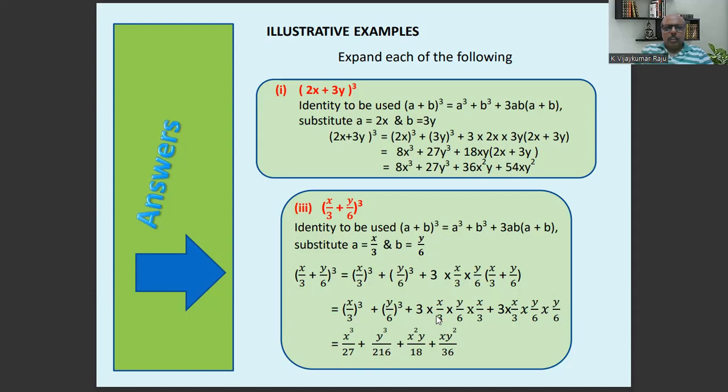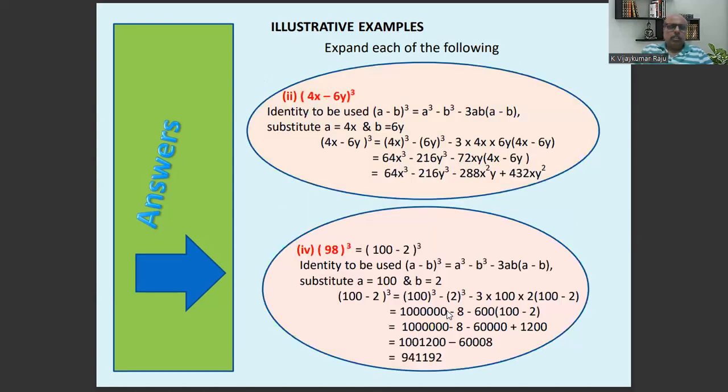Okay, so x, y. That means x square y upon 6 threes are 18, x square y upon 18. Here 3 cancels. 6 sixes are 36 in the denominator. x, y into y is y square, so x y square upon 36. So this is the expansion of this. Okay, now let us take the negative one.